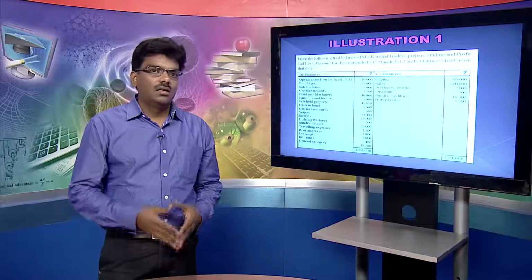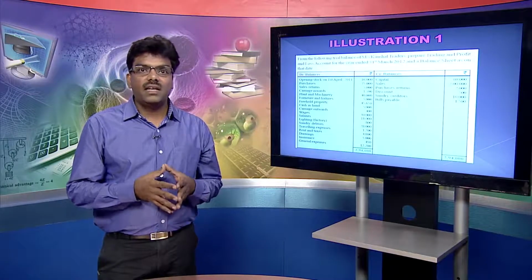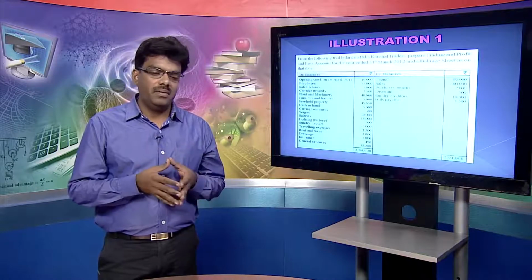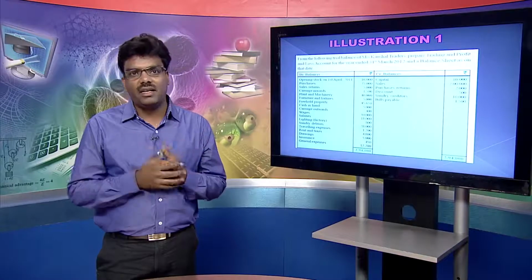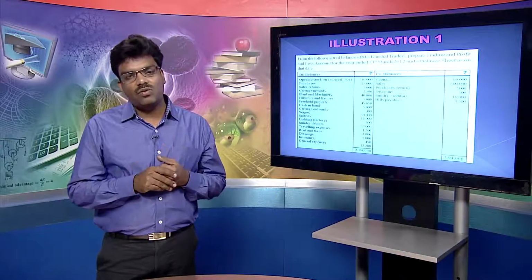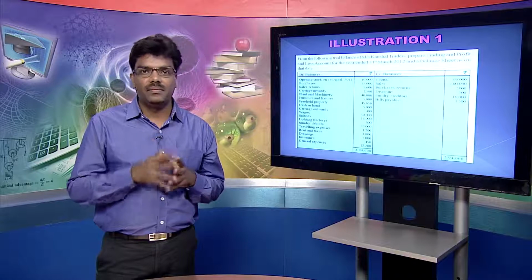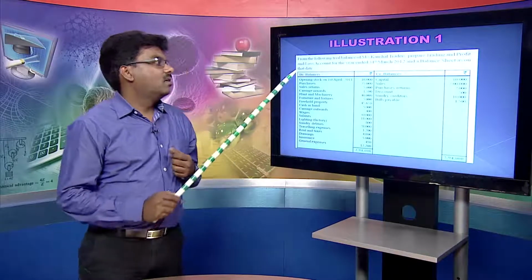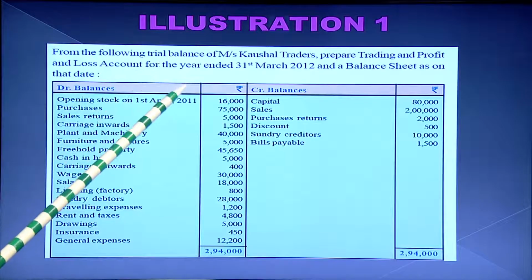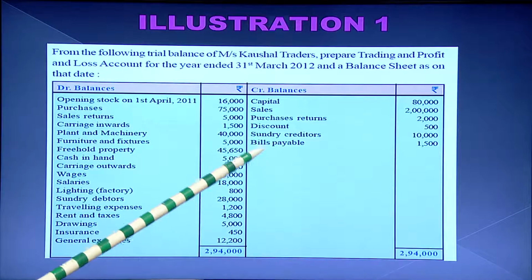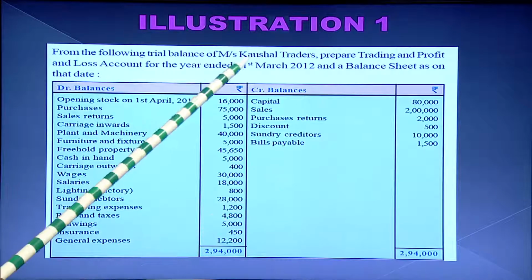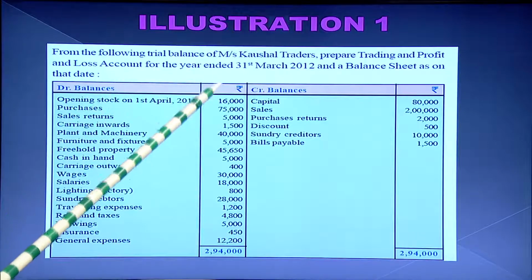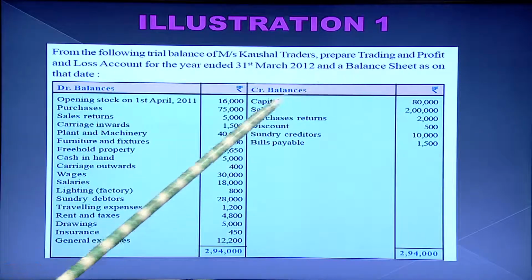Okay. After this, let us take one full example, and by this you will read and understand how final accounts with adjustments have been prepared. Let us take one example, and you will understand very well. From the following trial balance, dear learners, you will be given a trial balance in your exams, of Messrs Kaushal Traders prepare trading and profit and loss account for the year ended 31st March 2012, and the balance sheet as on that date.